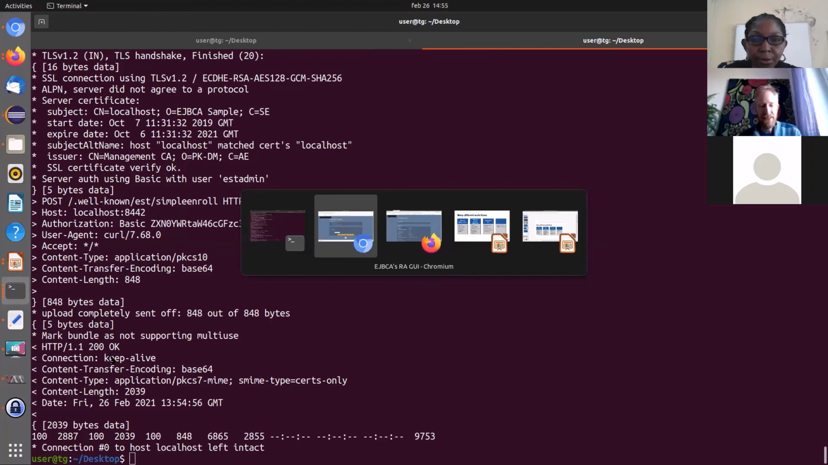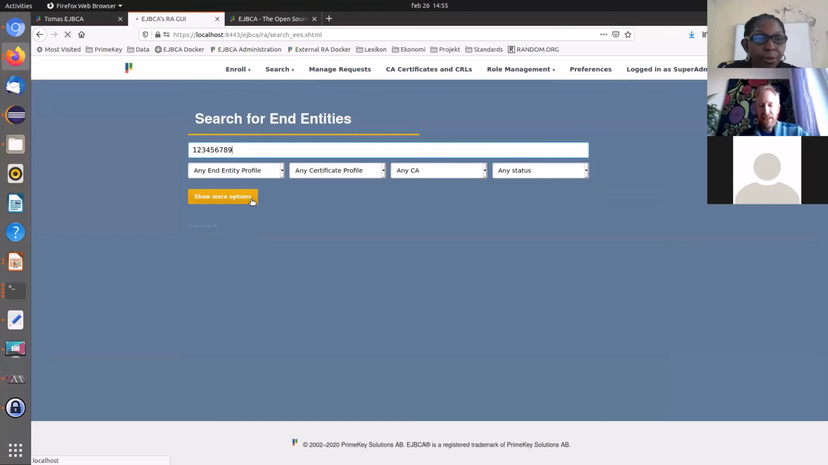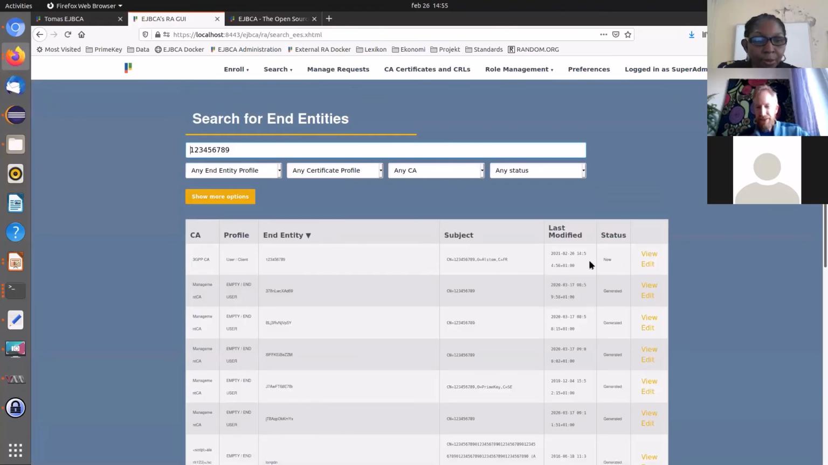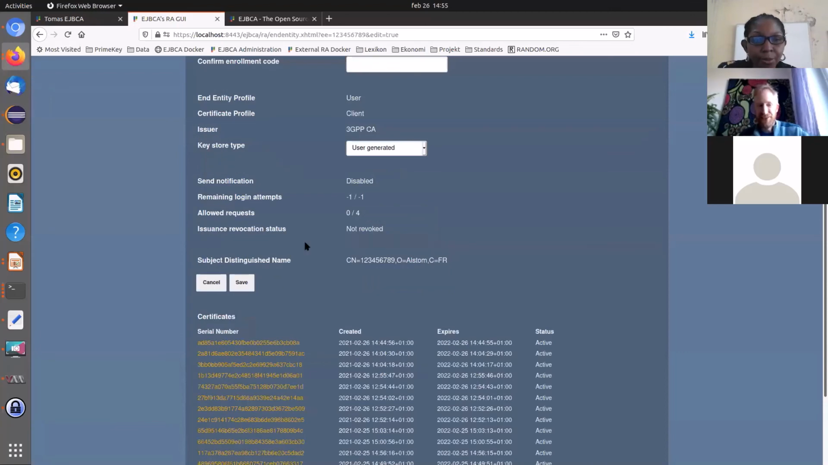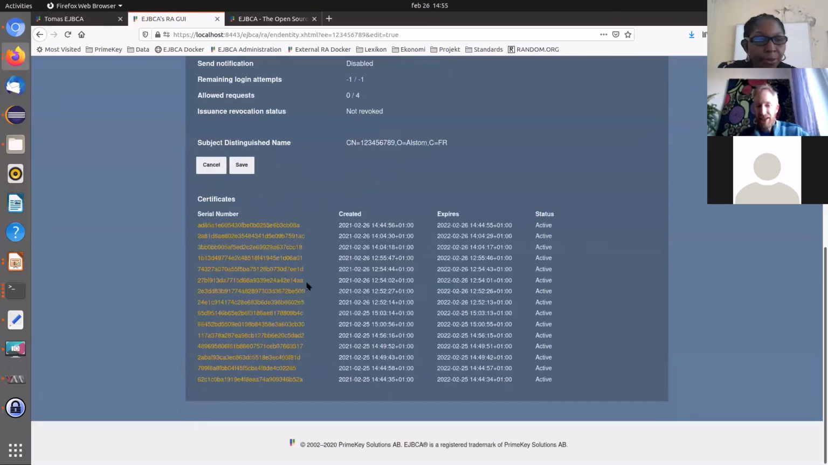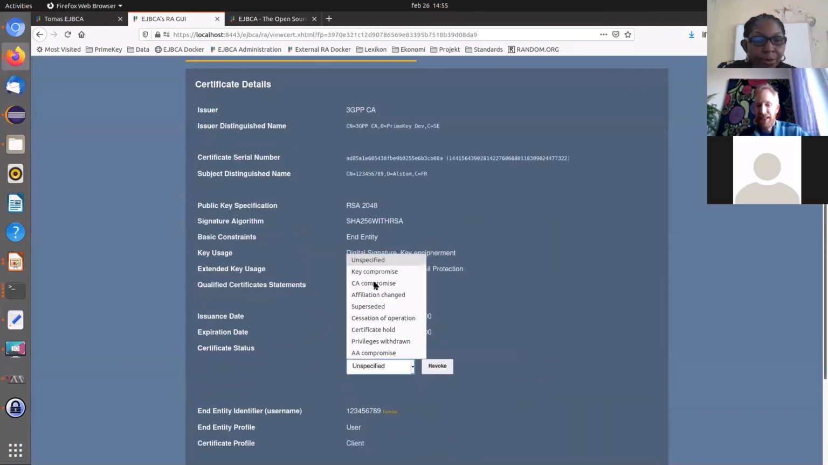And as an administrator, I can go in and search for my machine, so to say. So now I have done this before, of course. So this was what we call the end entity. And here we see that I have issued some certificates to test before, and this was a certificate that we just issued, and I can look at that. And here, since I'm in the web browser, logged in as an administrator, I can revoke this certificate.